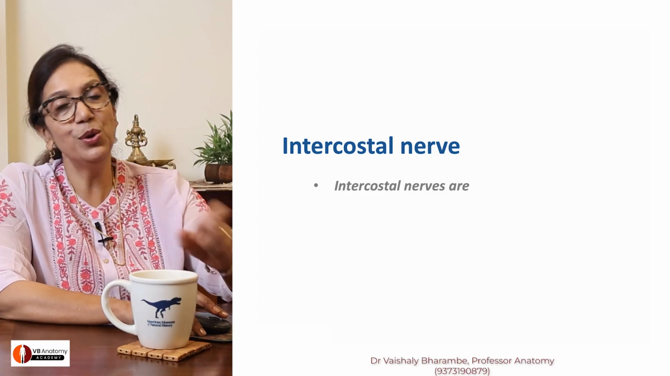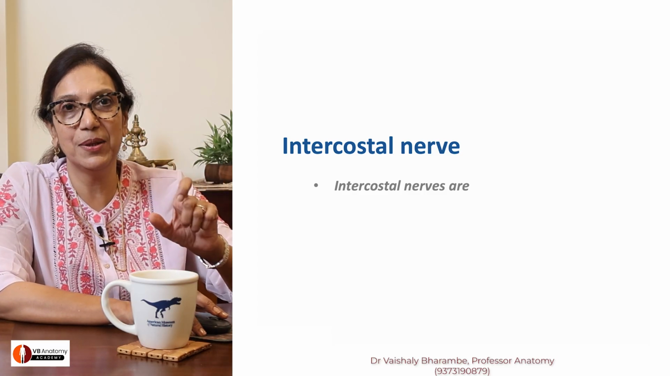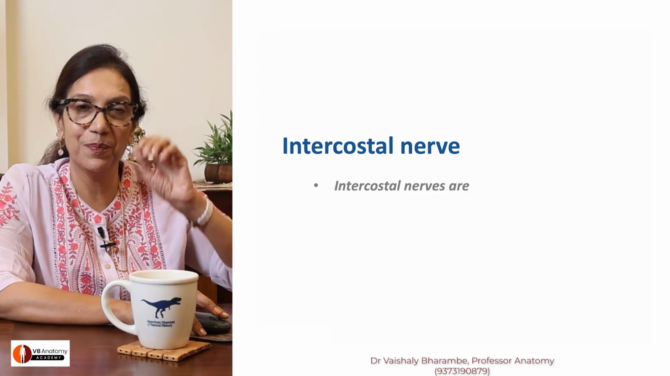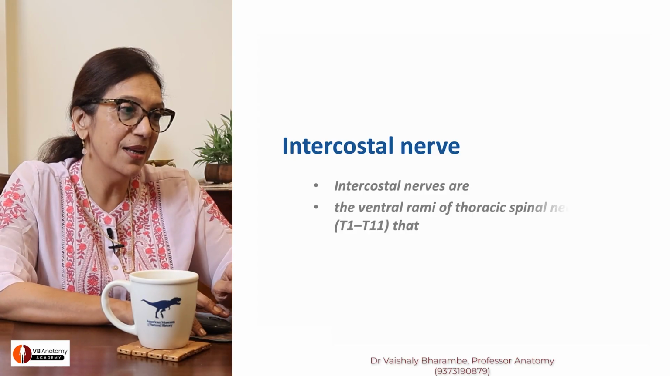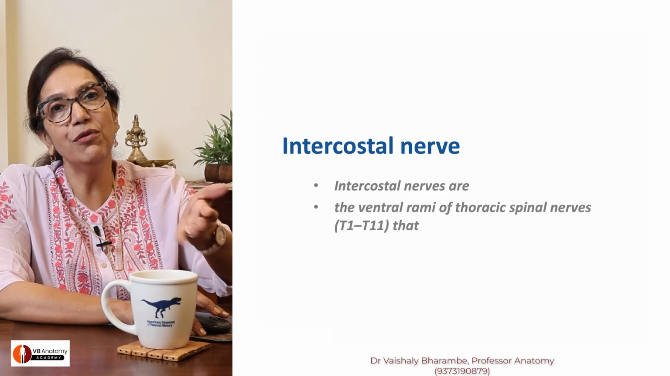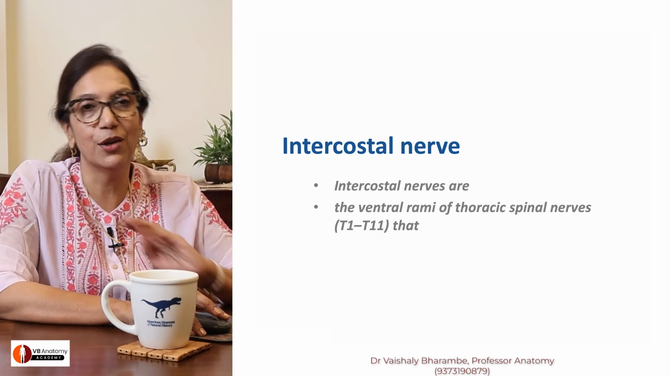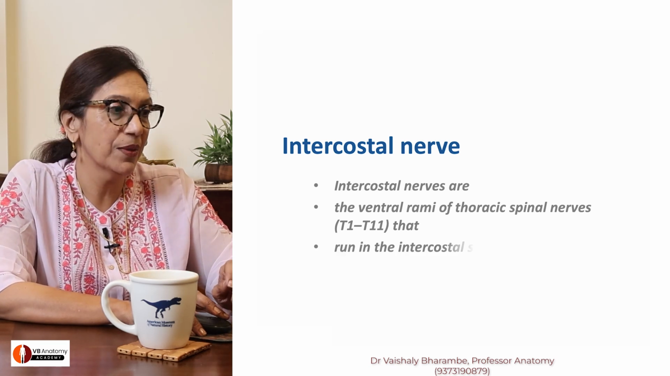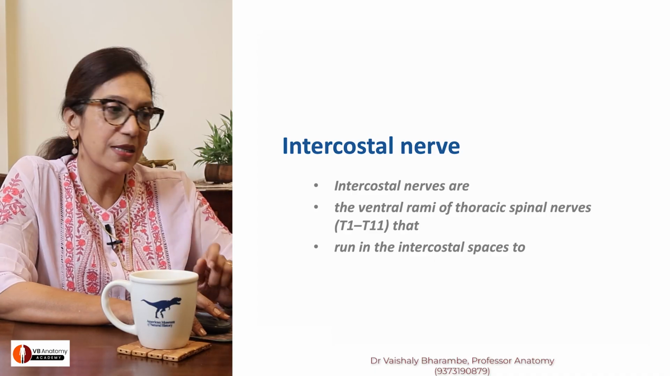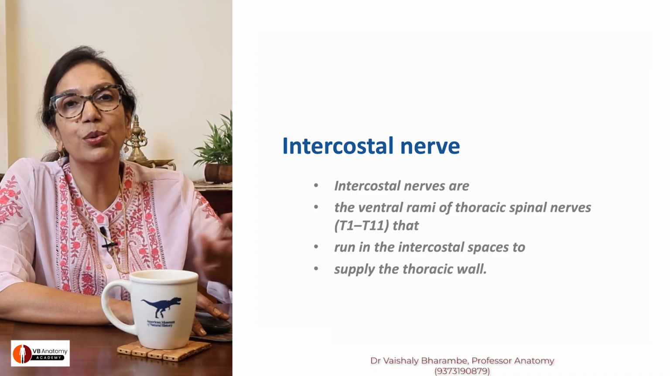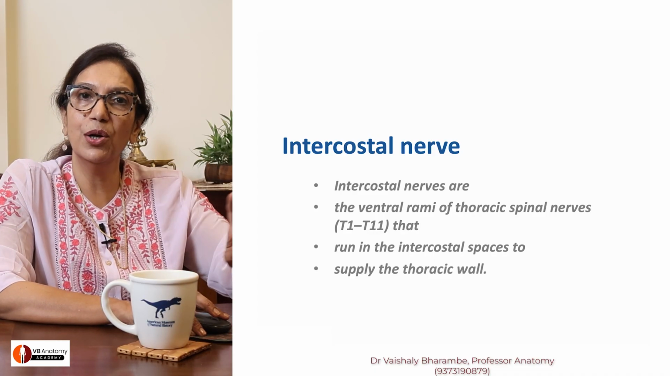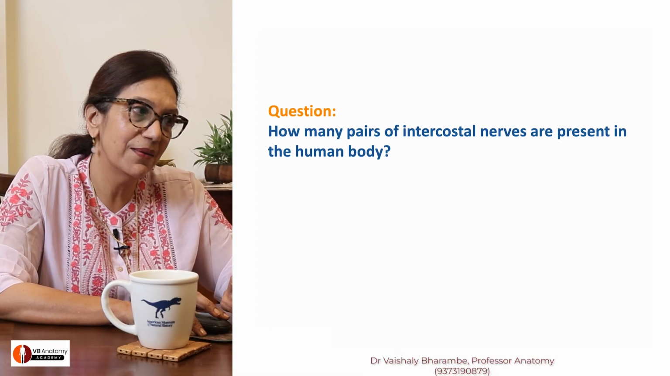Let's define it. What do I always tell you? Define something to bring yourself into the game. Intercostal nerves are ventral rami of thoracic nerves. Okay, great. All these are ventral rami. They run in intercostal spaces. They supply the thoracic wall.